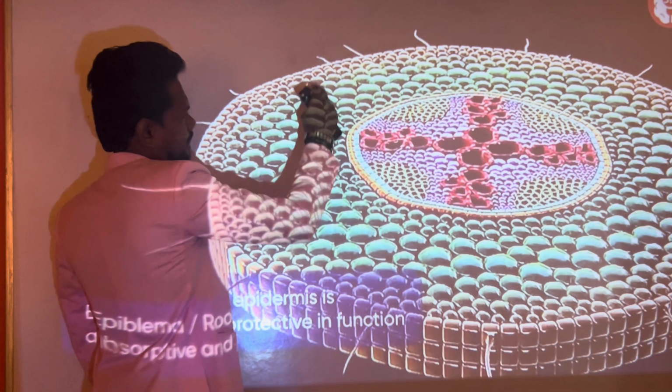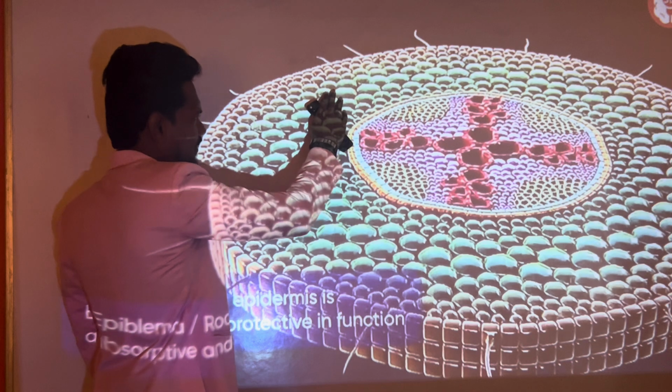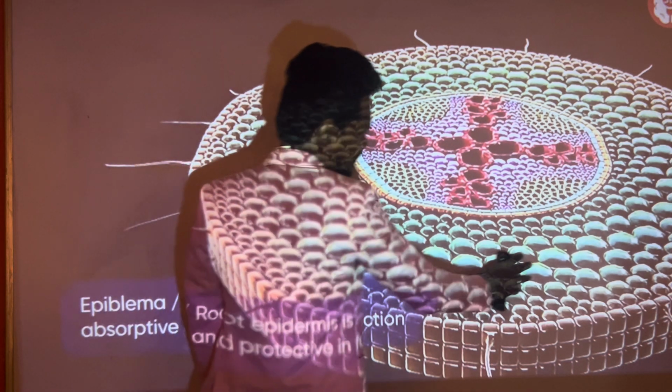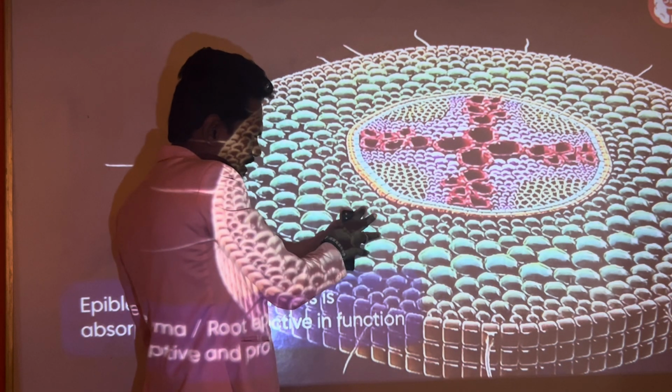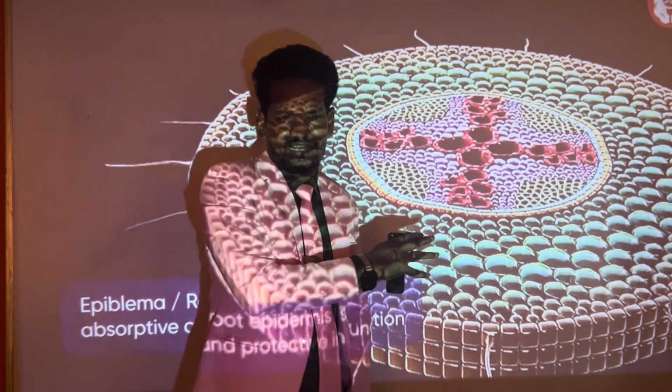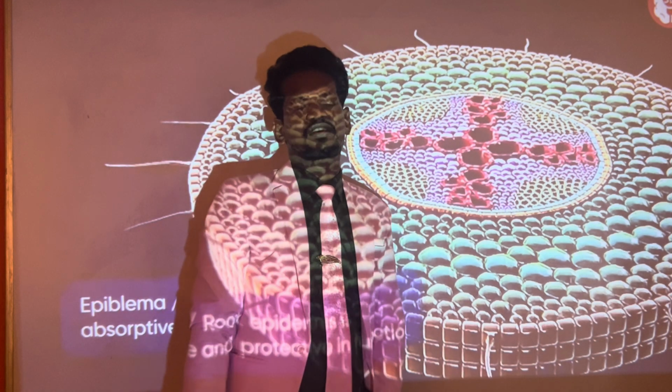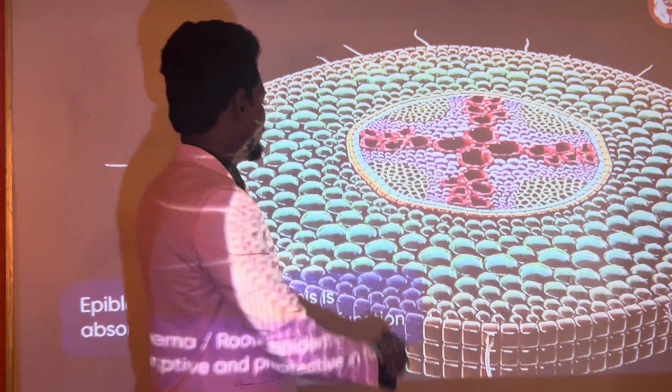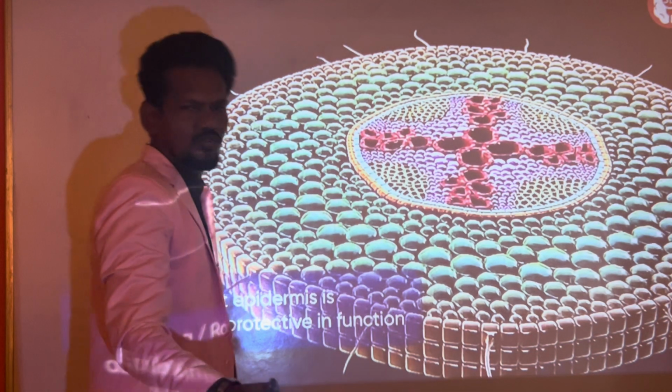Then next, after that exodermis, the remaining entire green structure, made by parenchymatous cells, is known as general cortex or parenchyma cortex. The main function is storage of food and water.